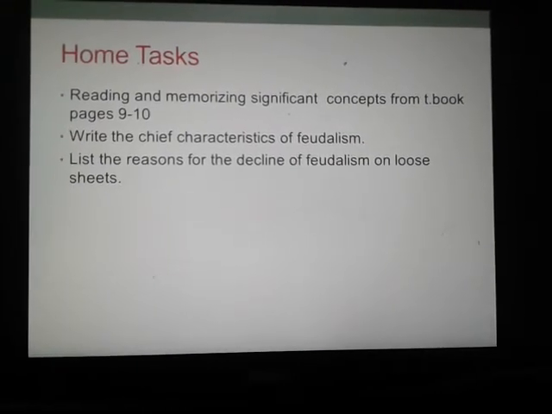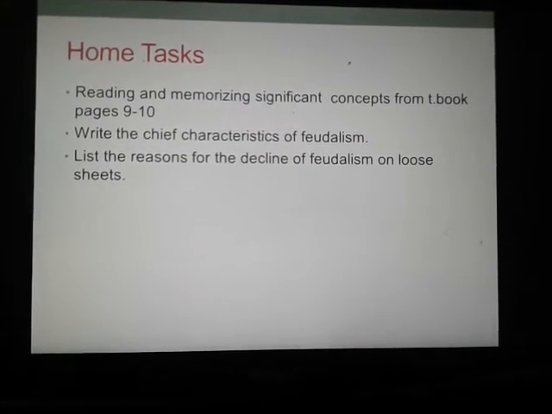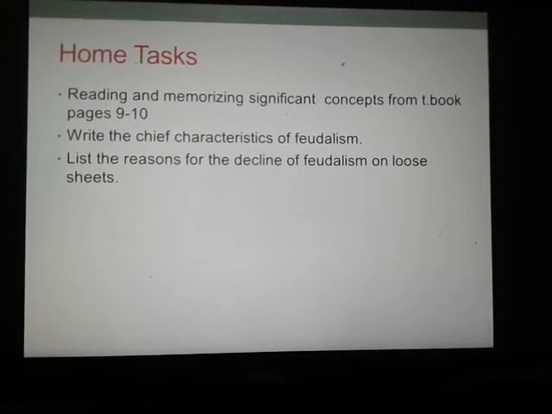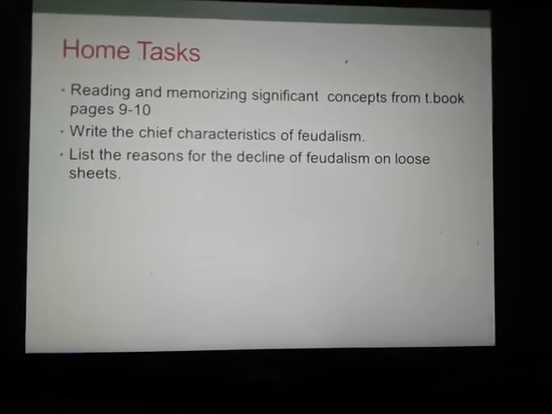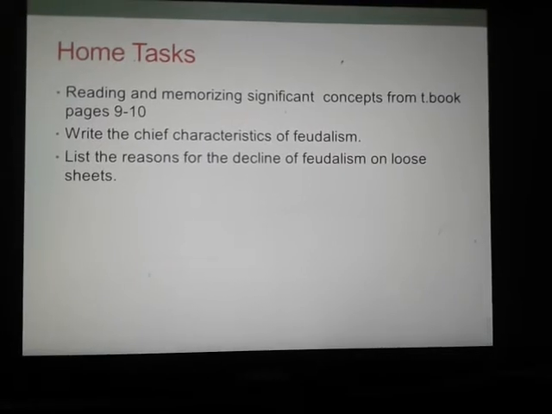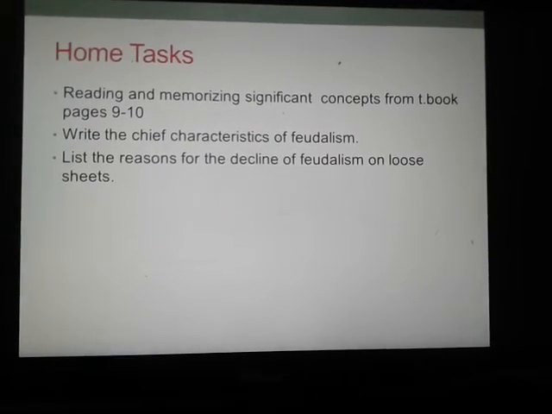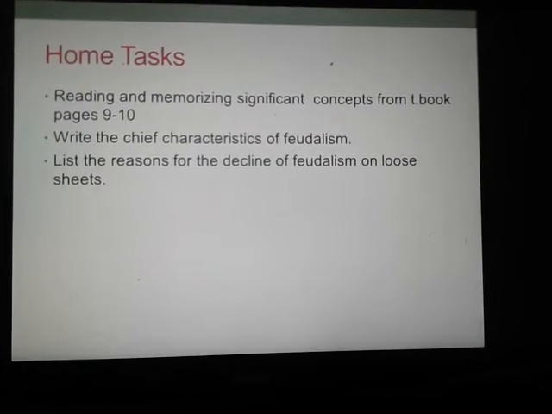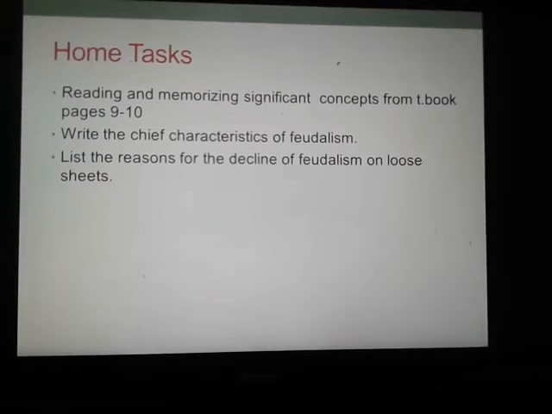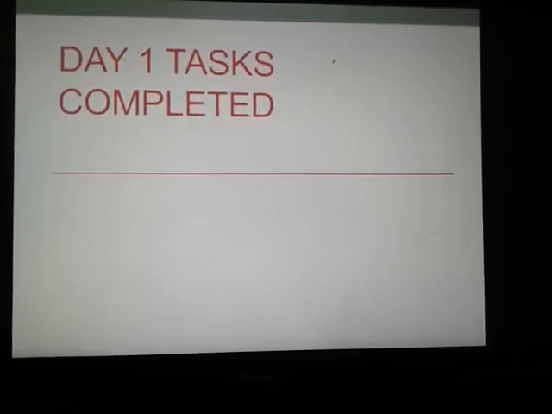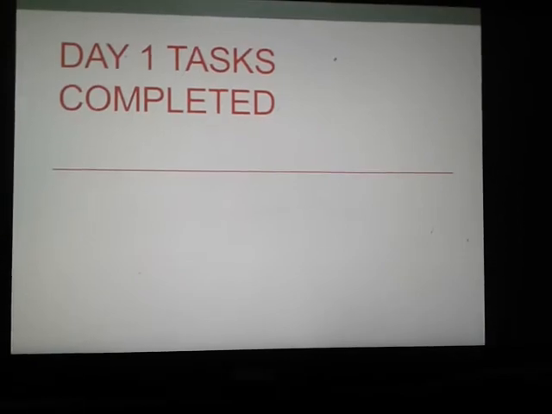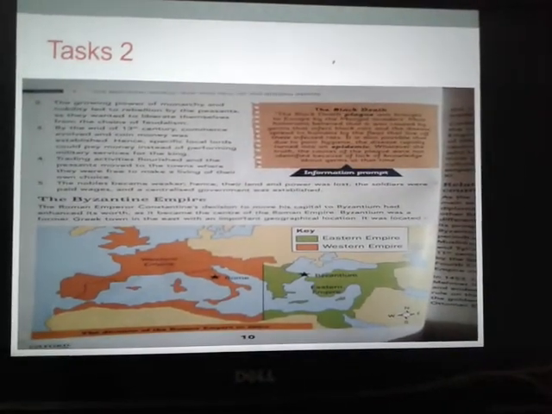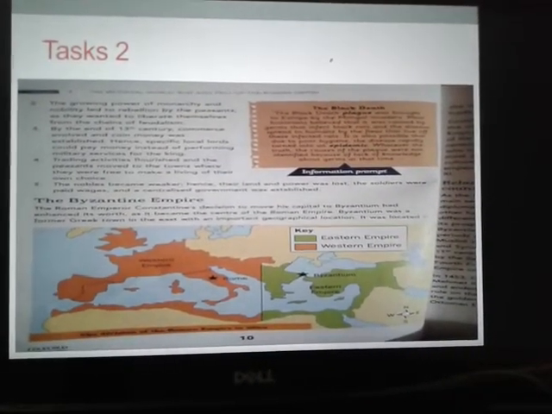Now it's time to share the home tasks for the day. 1. Reading and memorizing significant concepts from textbook pages 9 to 10. 2. Write the chief characteristics of feudalism. 3. List the reasons for the decline of feudalism on loose sheets. Day 1 tasks completed. Alhamdulillah. Now it's time to share the tasks for day 2.